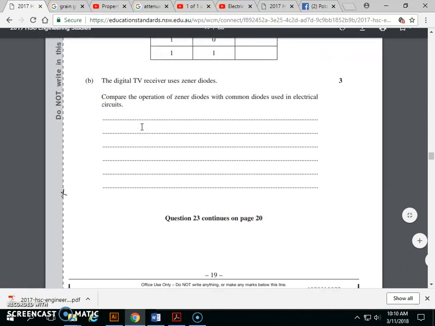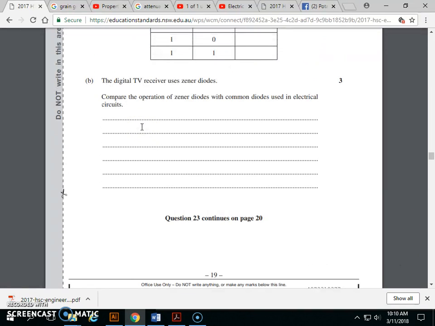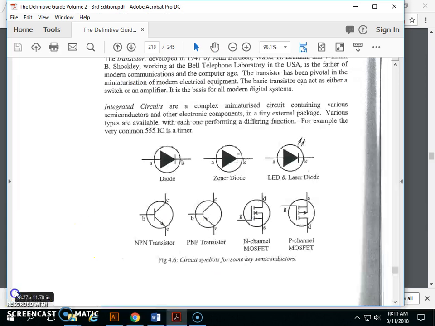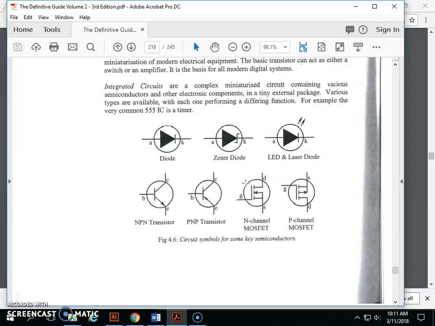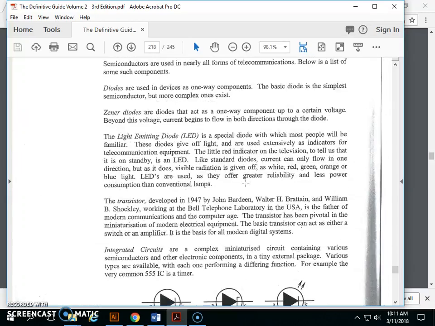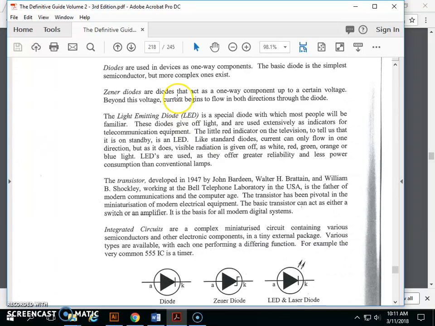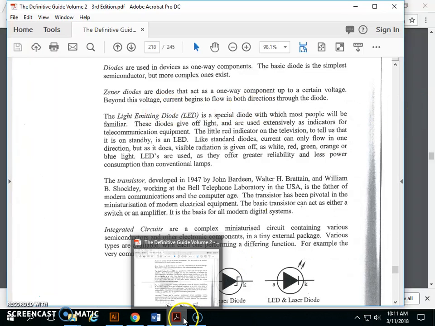Okay, digital TV uses Zener diodes. Now, we have talked about Zener diodes once, I'm sure, but let's have a look. Okay, so if we go to Zener diodes, this is what a Zener diode looks like, and it basically doesn't work until the voltage gets high enough. It is on page 212 in the Copeland book. Zener diodes are diodes that are one-way components at a certain voltage. Beyond that voltage, the current begins to flow in both directions.